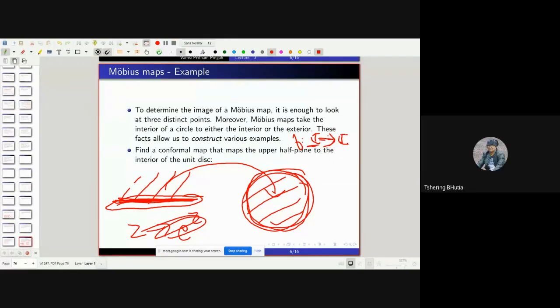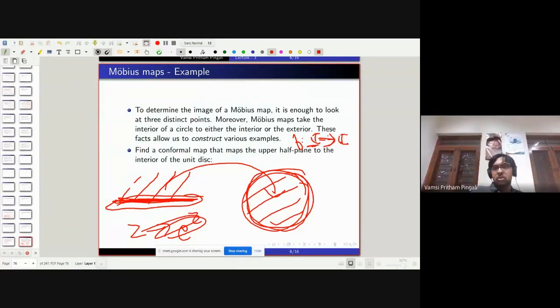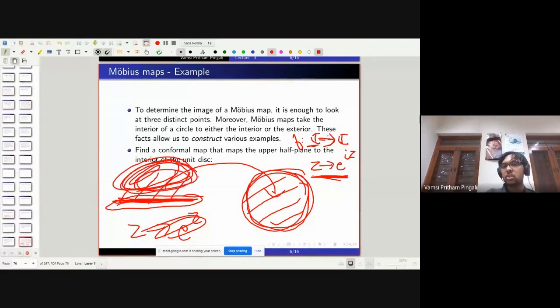Okay, sir. So yeah, you're right. In principle, you can try this. I'm not denying that. But the problem is this has other problems. It won't be one-to-one on all of this. I want this to be a conformal map here. That means I want it to be one-to-one on the upper half plane. So this won't work.